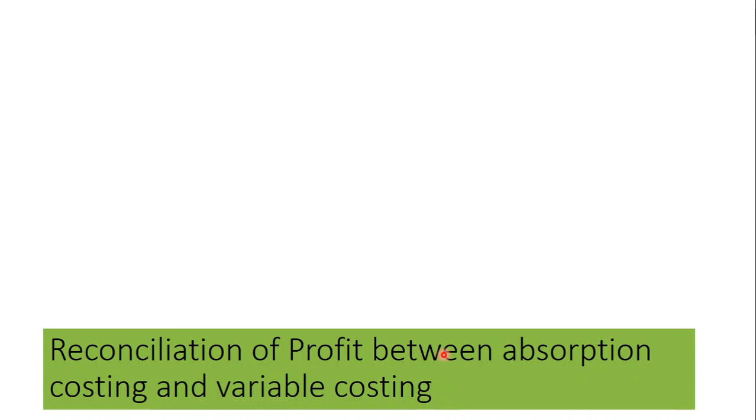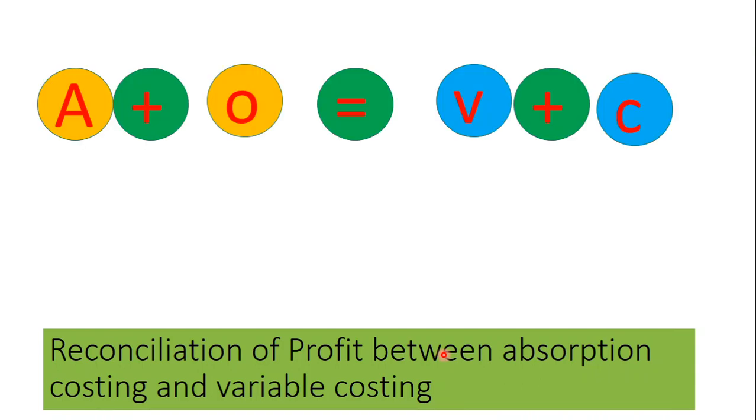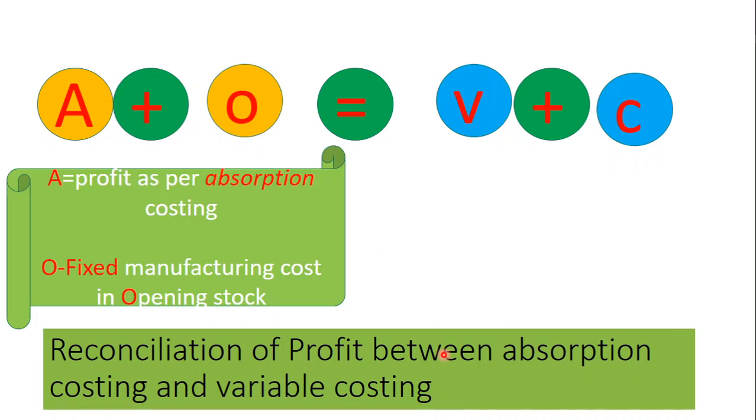So to reconcile the profit, this is the format you need to remember: A plus O equals V plus C. Keep this in your mind. This mnemonic code is very important because in your MCQ questions you might have to solve the reconciliation. You might have to get your answer by reconciling it. So what do they refer to? A refers to profit as per absorption costing, and the O out here represents fixed manufacturing cost in opening stock.